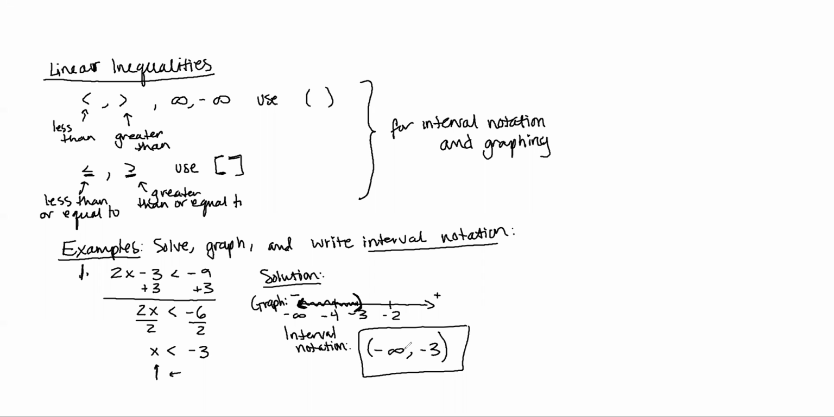This is just saying any number between -infinity and -3, but not including -3. So you could go to -3.0001, but you cannot get to -3. Any of those numbers would be solutions to this inequality. Let's go ahead and try a few more of these. Number 2.